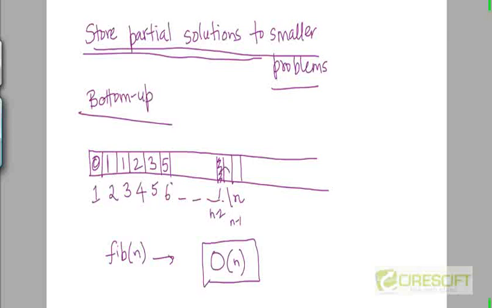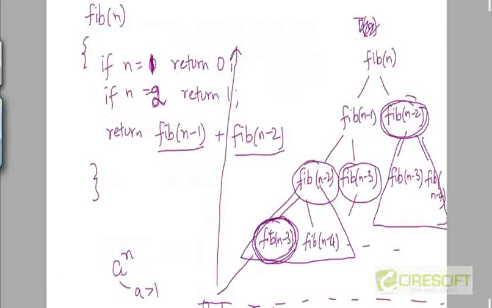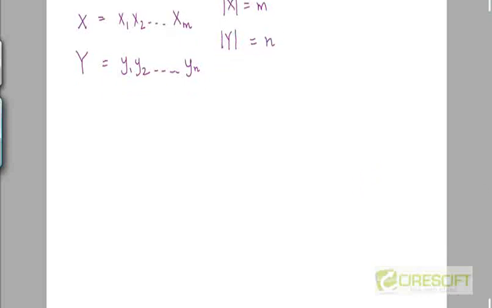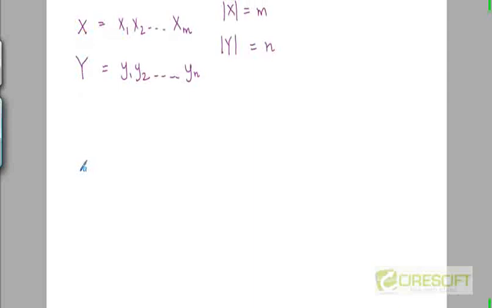Okay, so let's now see how we can calculate the edit distance between two strings using dynamic programming. Let's say we are given two strings x and y. Suppose x has m characters and y has n characters. So the length of x is m and the length of the string y is n. And we want to calculate the distance between x and y.